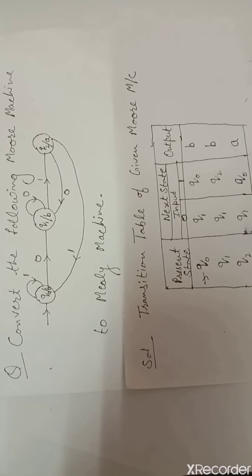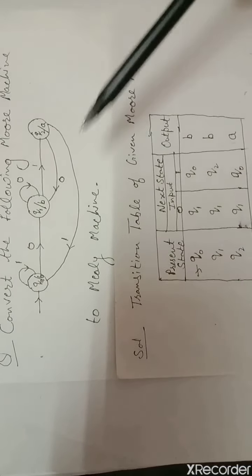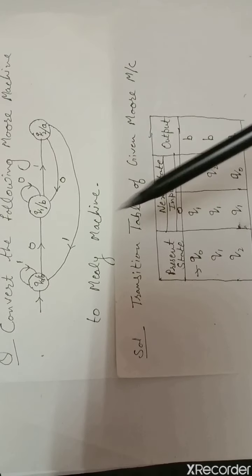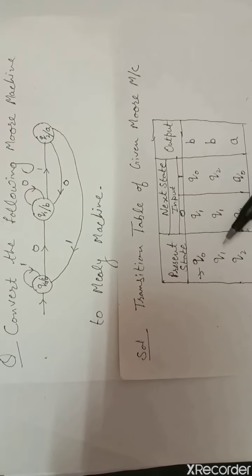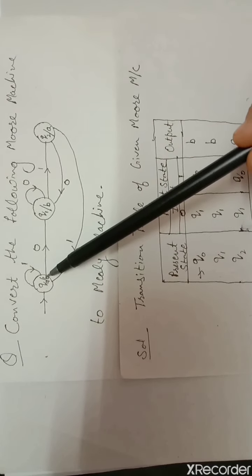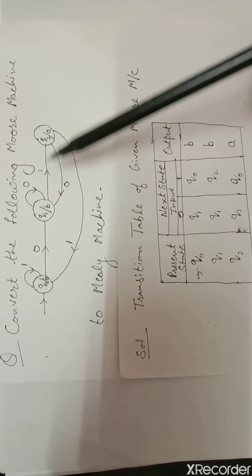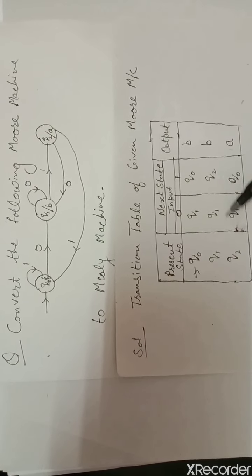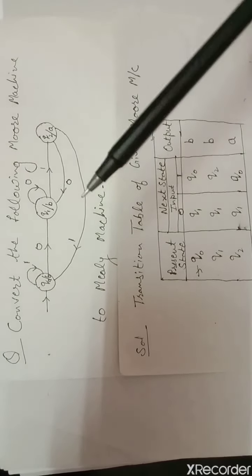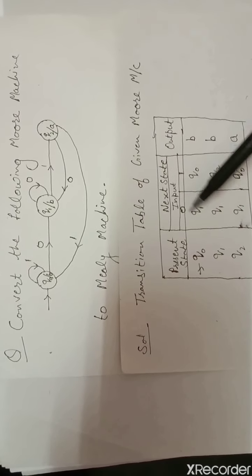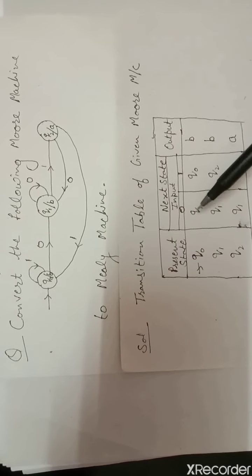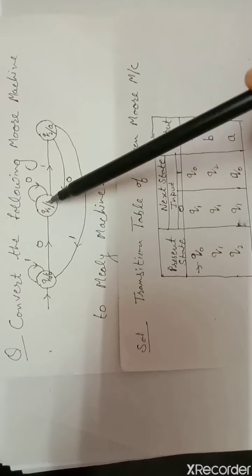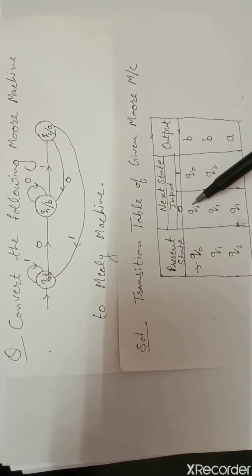So first we construct the transition table for this machine. There are 3 states. So first we write Q0, Q1, Q2, the 3 states and their outputs. For Q0 the output is B, for Q1 B, and for Q2 A, so B, B, A. And in these 2 columns we write the transitions. With 0 input, Q0 moves to Q1. So we write here Q1.